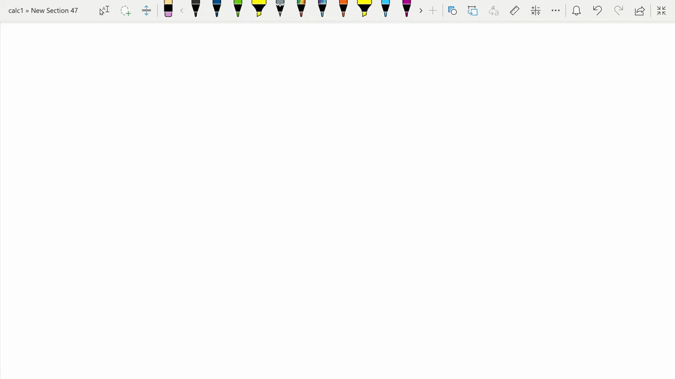Next thing we do is look at theorem 3.3.3 in the book, about the algebraic limit theorem. It's called the algebraic limit theorem.